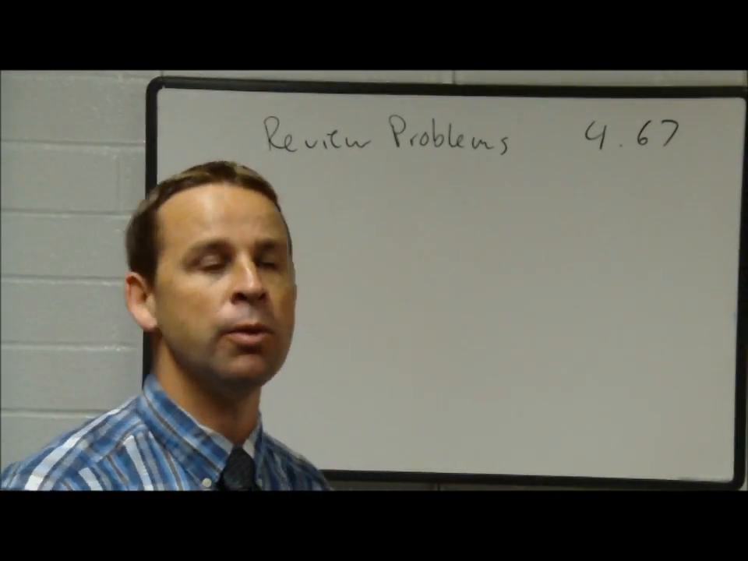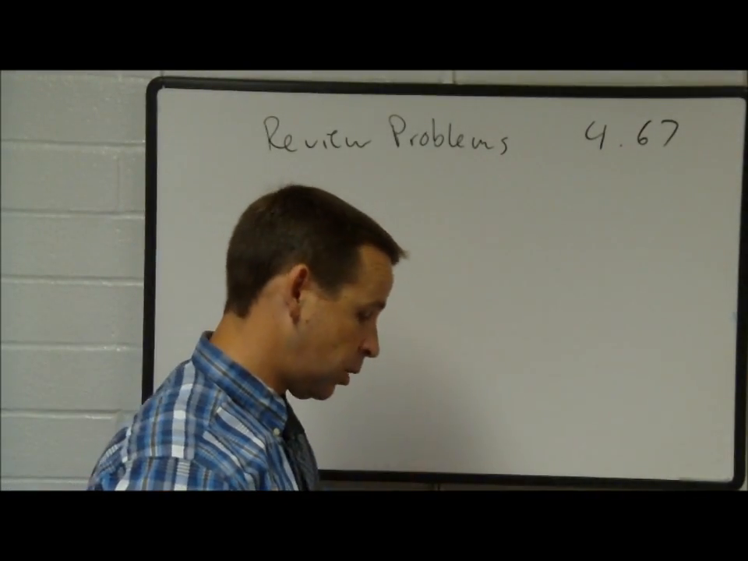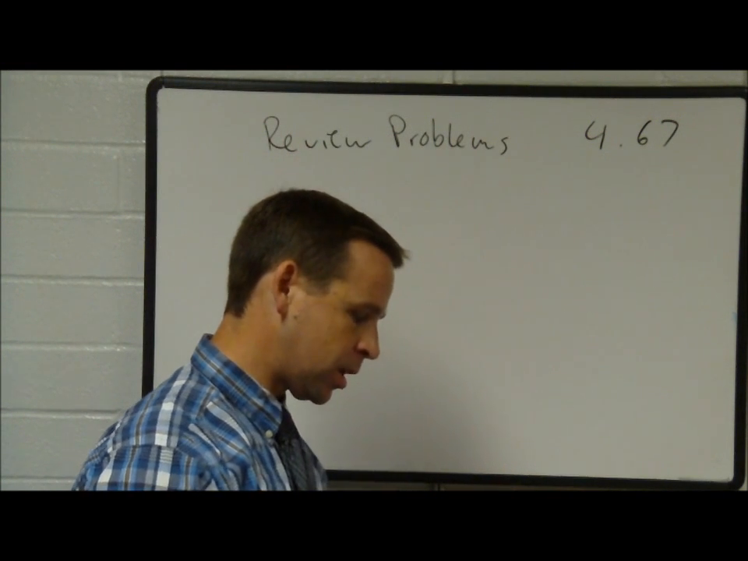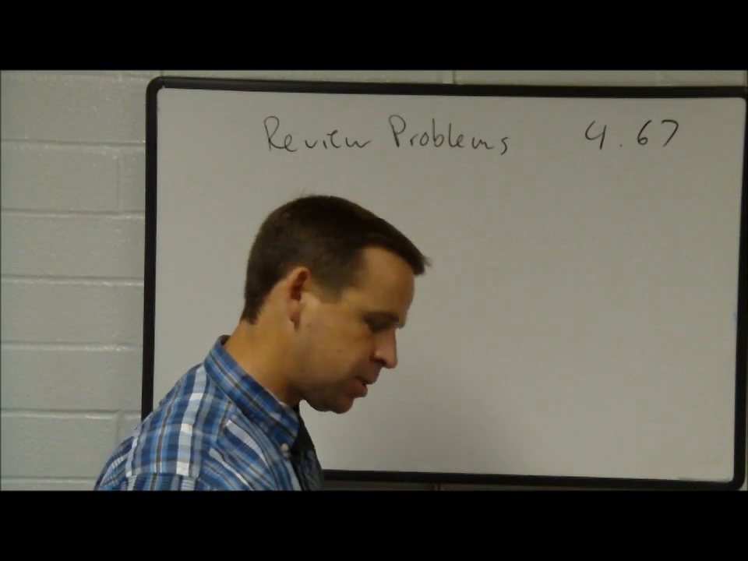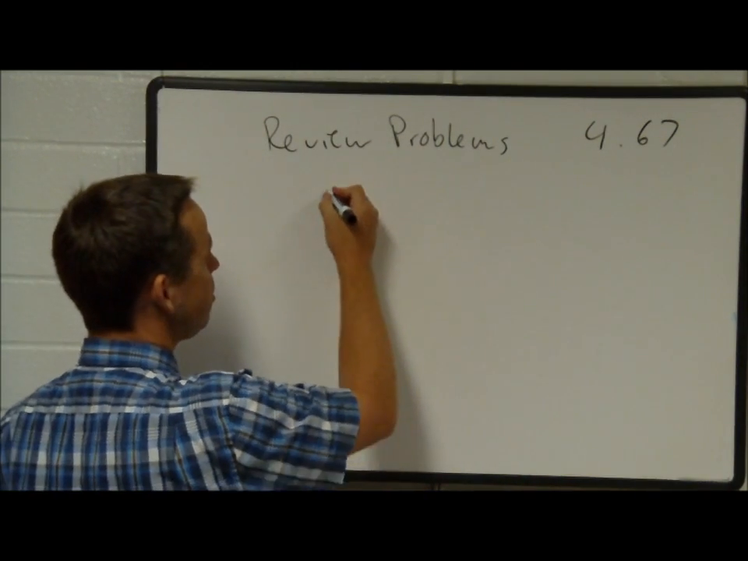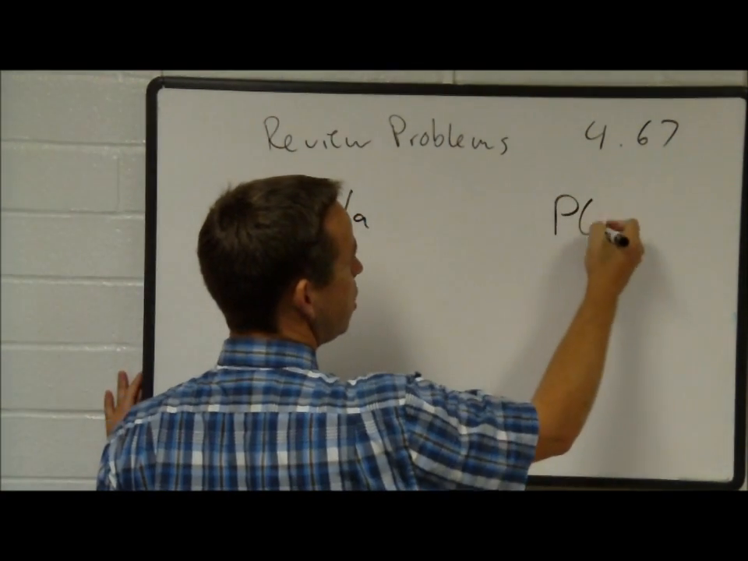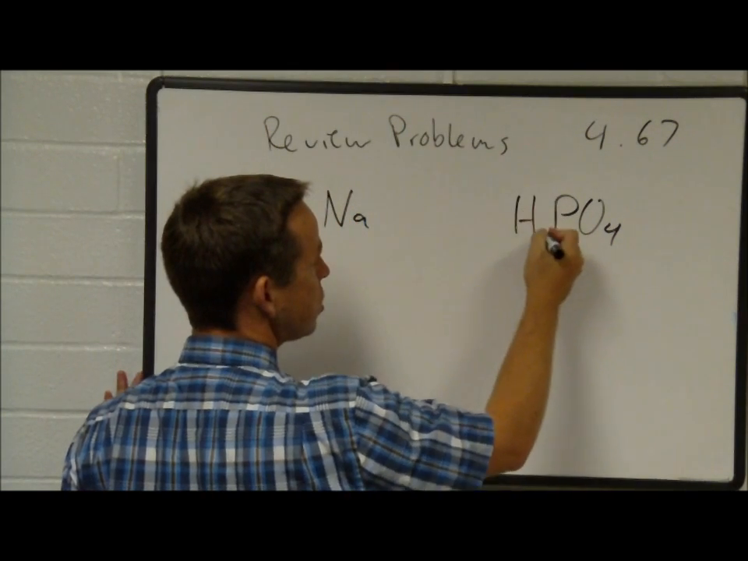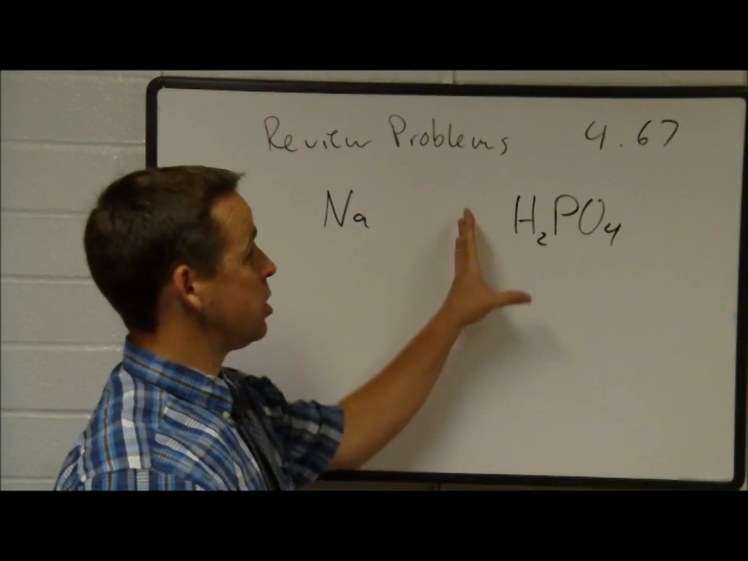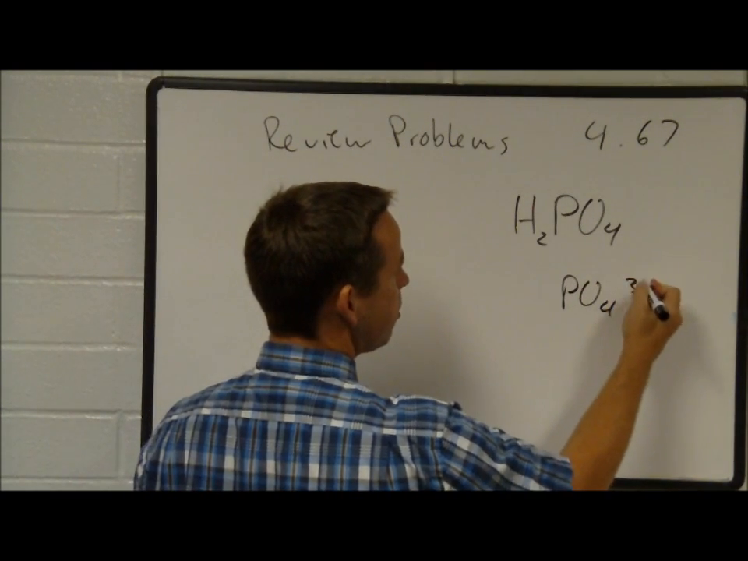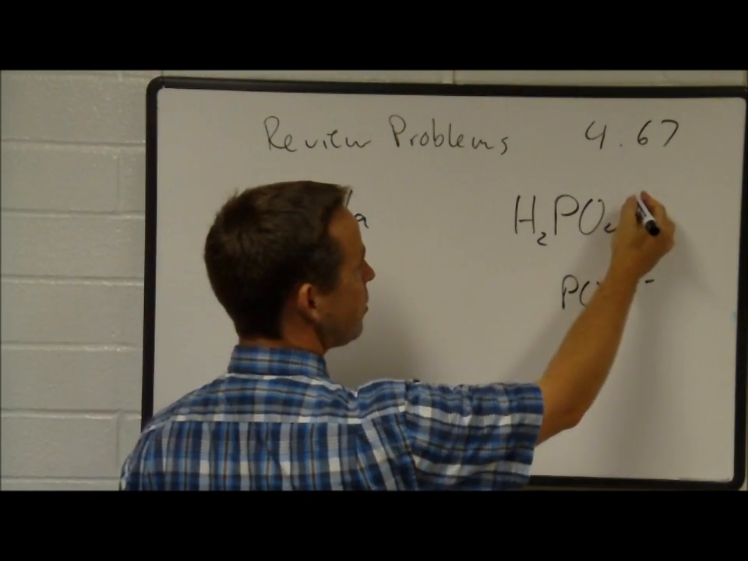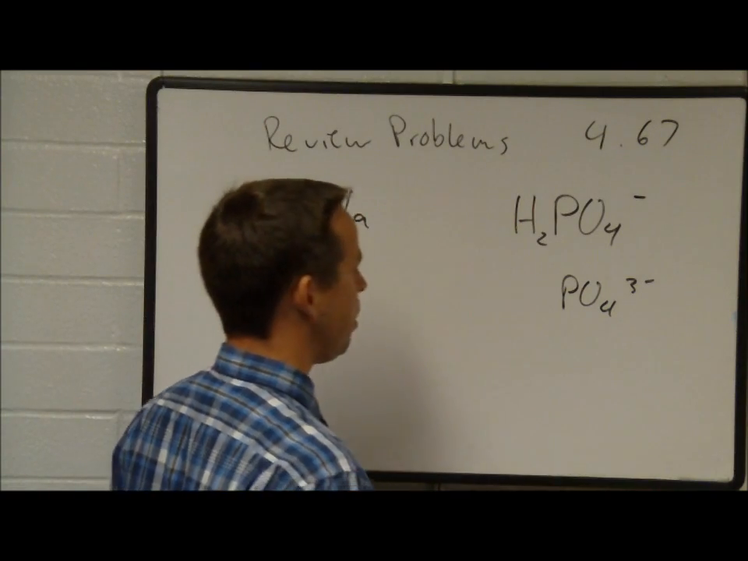All right, we're on review problem 467, where it asks us to calculate the percent composition by mass for each of the following. We'll start off with sodium dihydrogen phosphate. Sodium, we know what the phosphate is, PO4. Dihydrogen means it has two hydrogens with it. So this is the dihydrogen phosphate ion. The PO4 is a 3- ion. With two hydrogens on it, though, it's just a 1- ion.